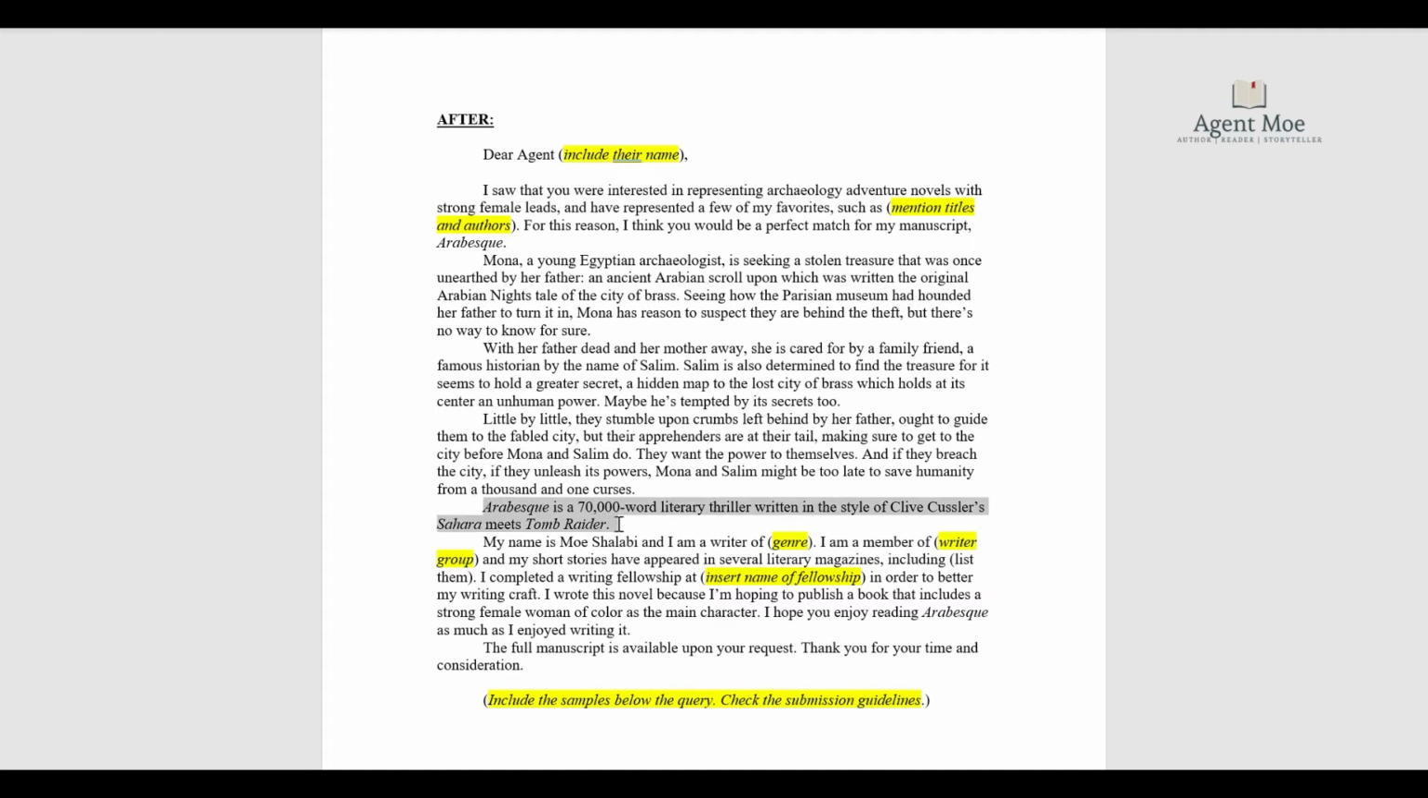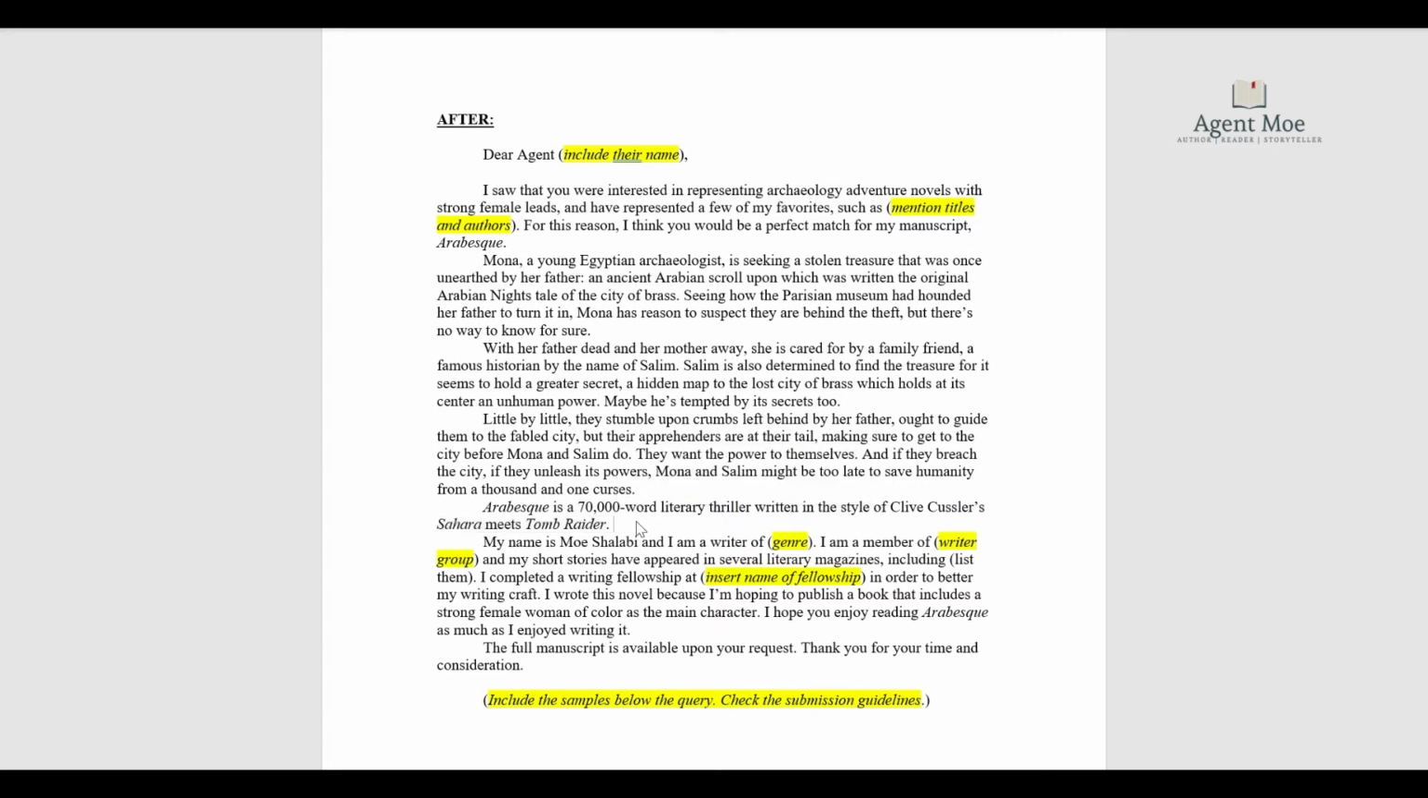I decide to leave it at the end because I like it there. Arabesque is a 70,000 word literary thriller. I have my title, I have my word count, and I have my genre. Written in the style of Clive Cussler's Sahara meets Tomb Raider. This right here is what we refer to in the agenting world and the writing world as comp titles.